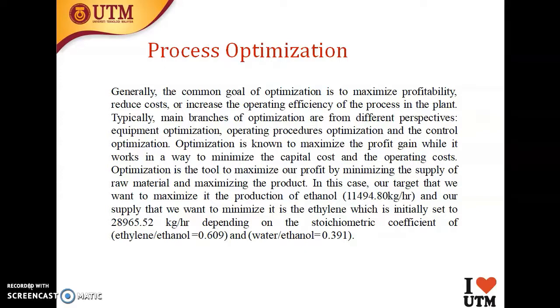Optimization is a tool to maximize our profitability by minimizing the supply of raw materials and maximizing the product. In this case, our target that we want to maximize is the production of ethanol, which is 11494.80 kg per hour, and our supply that we want to minimize is the ethylene, which is initially set to 28965.52 kg per hour, depending on the stoichiometric coefficient of ethylene to ethanol, which is 0.609, and water to ethanol, which is 0.391.